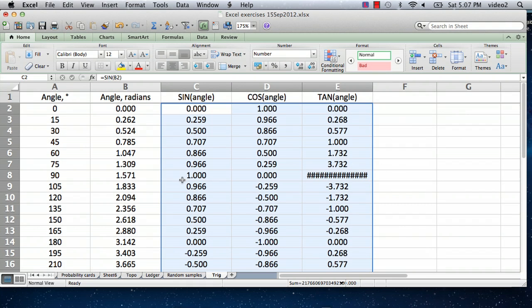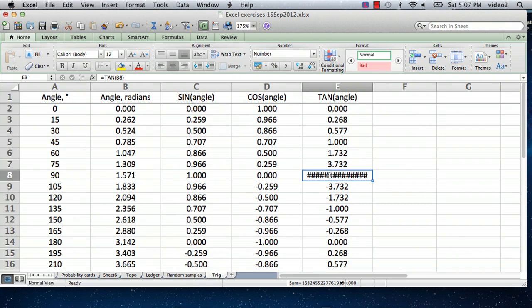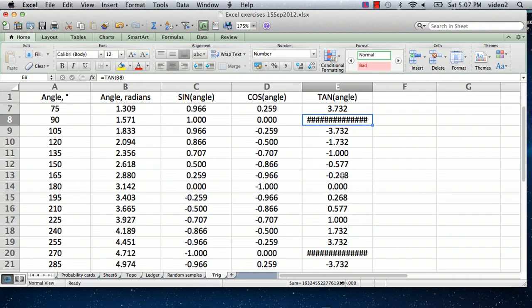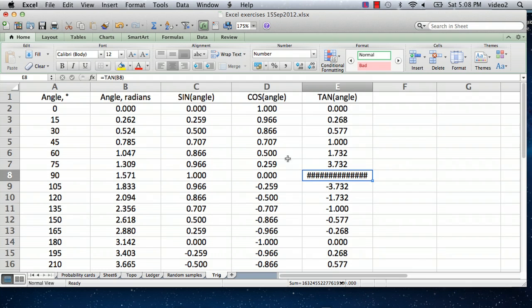Now, notice something interesting. At 90 degrees, the tangent, it doesn't like the number, but that's because the tangent is equal to the sine divided by the cosine, and the cosine is 0, so it's dividing by a 0 number, so it's infinite, basically. So it's not wrong, it's just an undefined number.